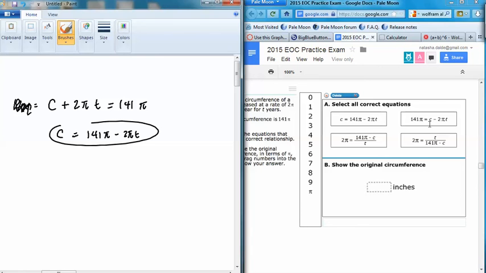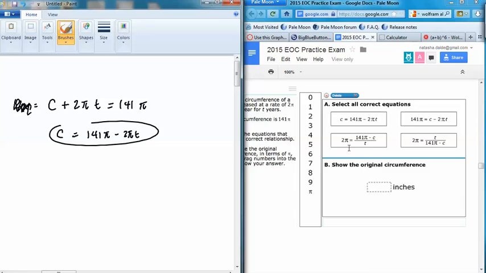Let's see. Can this answer work? 141 pi equals c minus 2 pi t. Well, I have the equation itself with 141 pi on one side, and on the other side, I have c plus 2 pi t. There's no way that these can be the same. So this one is definitely out.